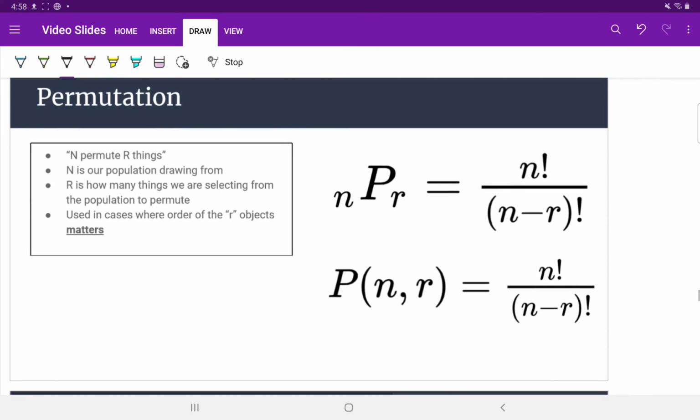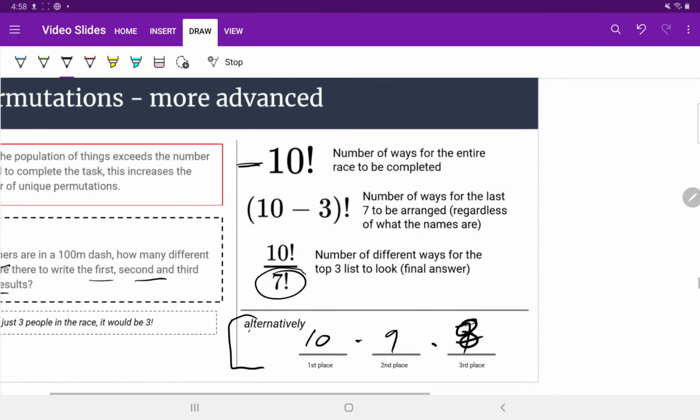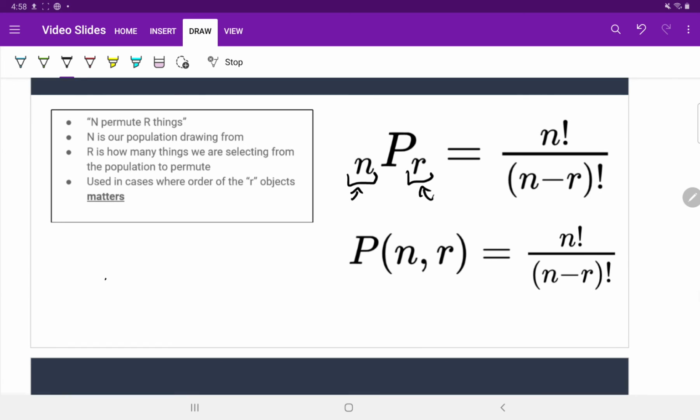This is a permutation where we have a population and we're permuting our things. We have some number in the set, and this is how many we are taking out of the set. So using this as a previous example here, you would say this is 10 permute 3. And you would plug it in: 10 factorial over 10 minus 3 factorial, or 10 factorial over 7 factorial.